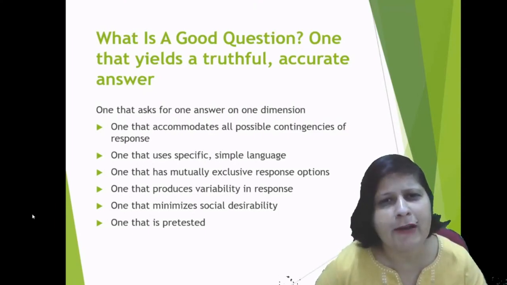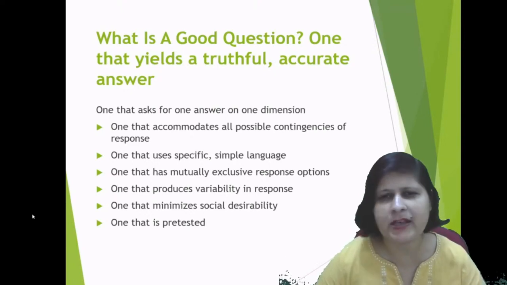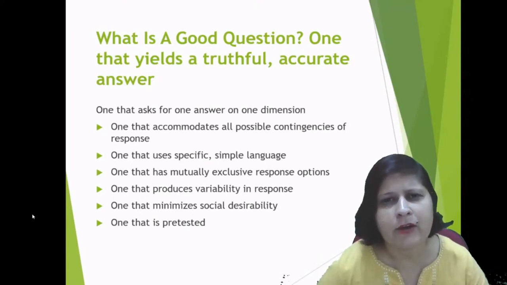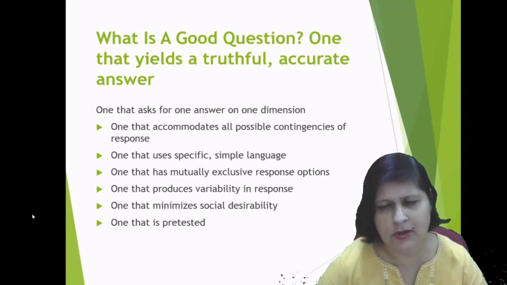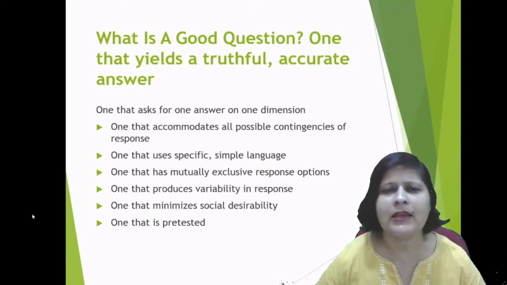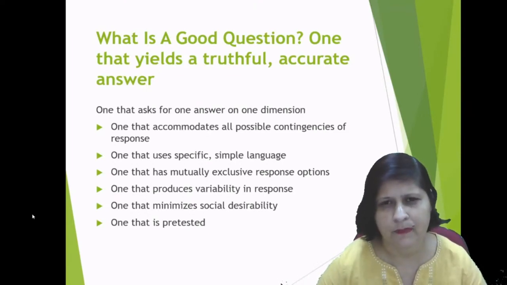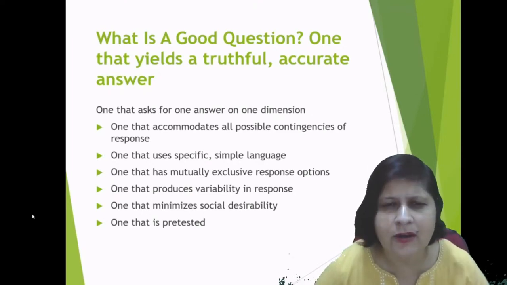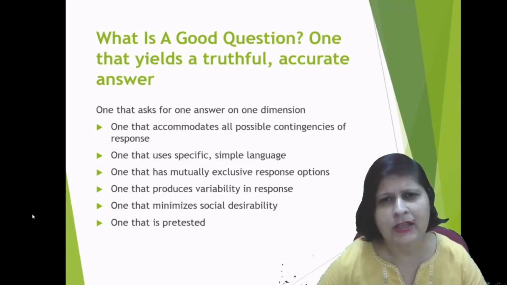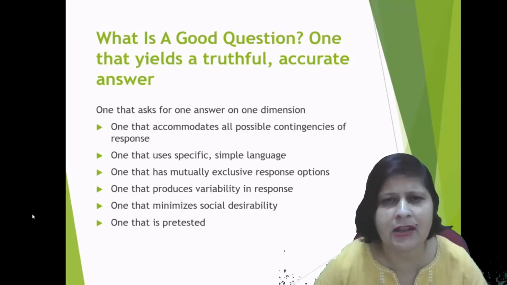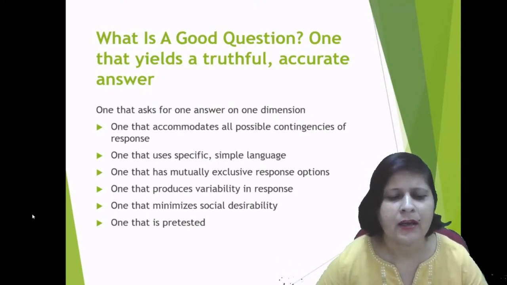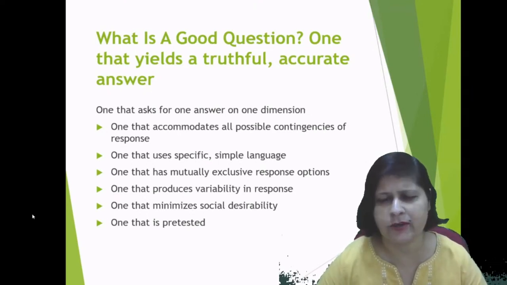Now you should know the alpha value or the Cronbach value of your questionnaire. The Cronbach value of any good questionnaire should be more than 0.7. If it is less than 0.7, then that questionnaire is not considered good. If the Cronbach's alpha value of your questionnaire is equal to or more than 0.7, then it is considered good. So it is very important that your questionnaire should be pre-tested.